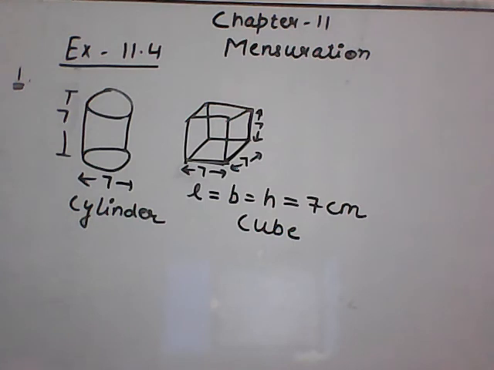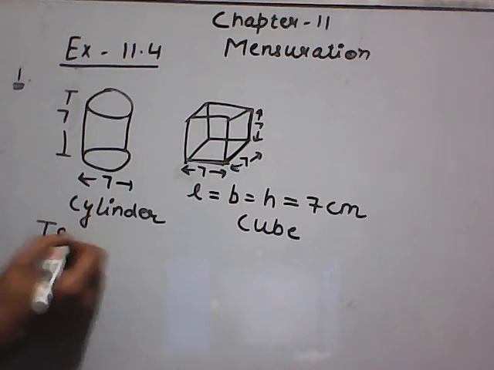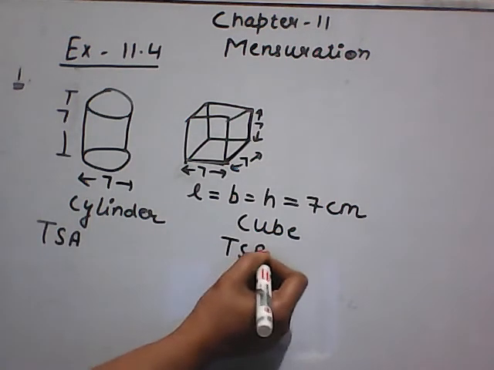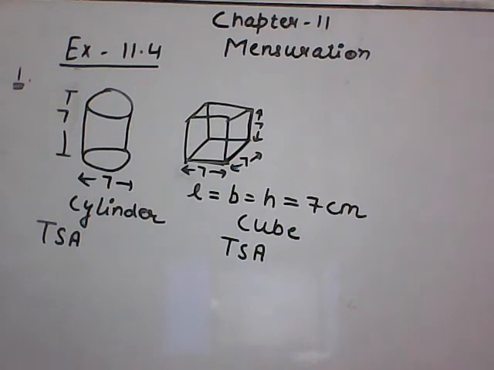Here we discussed what you mean by surface area. Surface area is the amount of area, in which we have to find out how much material will be used to make such figures. In this question you have to find the lesser amount of material to make. That means you have to calculate the total surface area for the cylinder and total surface area for the cube, and you have to compare these two areas.